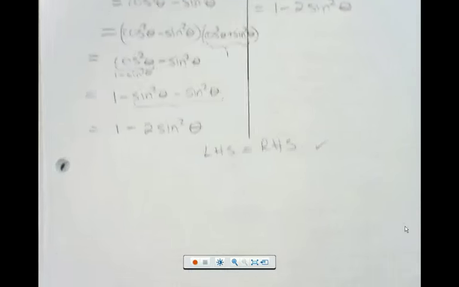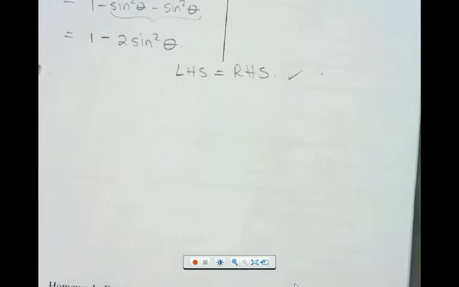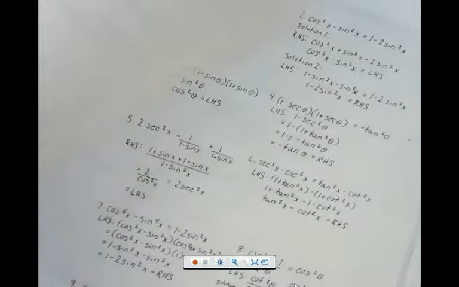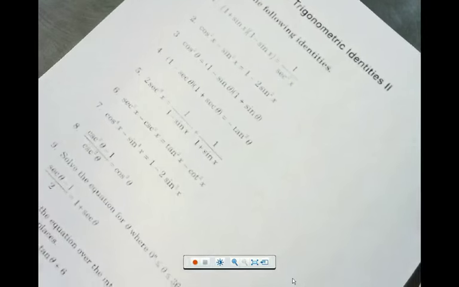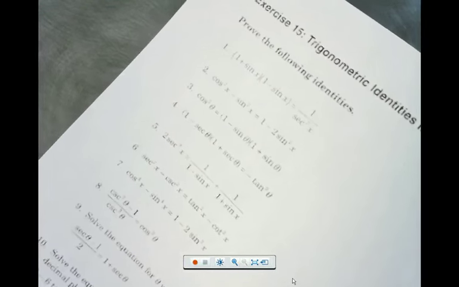Okay? And then the homework for the section is right there, 1 to 10. And then there are also some questions on the next page. So right here, you've got these questions, exercise 15. All right, it's right in your notebook. So these questions here.